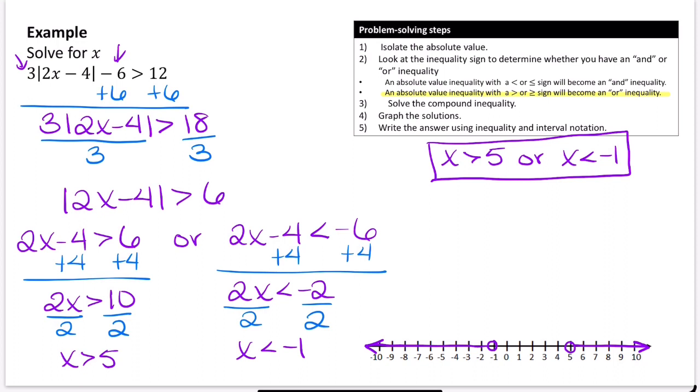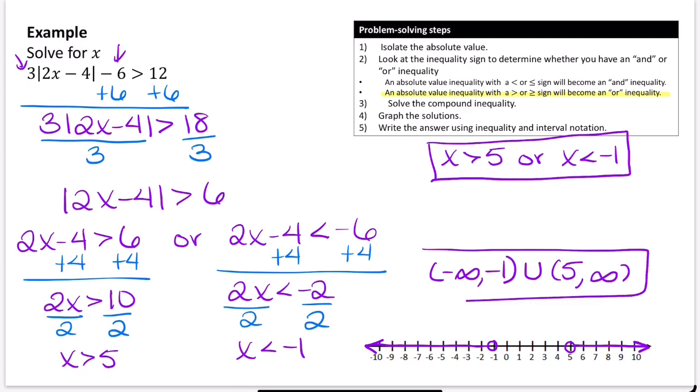So now let's go ahead and write these solutions using interval notation. So the left piece, it's going to go from negative infinity to negative 1. Since negative 1 is not included, I'm going to use an open parenthesis. And then for or, I'm going to use my union symbol. And then my other endpoint is 5, and it gets an open parenthesis because it has an open circle. And that piece goes to positive infinity. So that's my solution in interval notation.